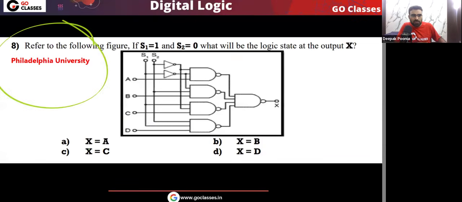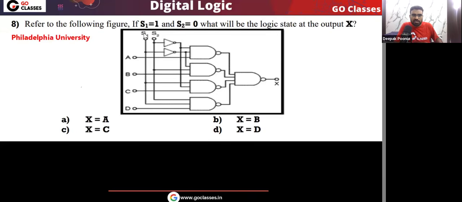Let's solve this question from the Philadelphia University. Refer to the following figure. If S1 equal to 1, S2 equal to 0, what will be the logic state at the output X? The question is saying that S1 is 1. This is already given to us. And S2 is 0. Then the question is asking what the output X is.